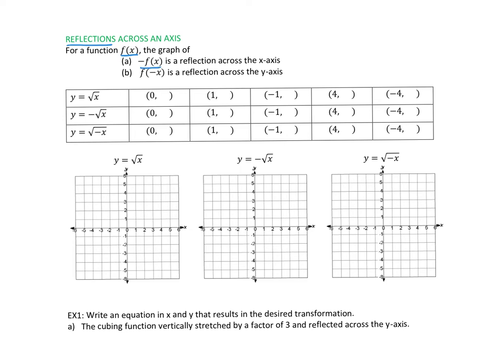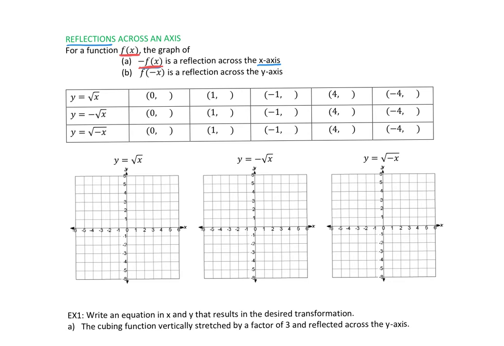Then if you take negative f of x, that's going to reflect about the x-axis. So remember, the function did its job. It's giving us back a y value, and then we're going to make it negative. So what that essentially does is it changes any positive y values to a negative y value, or a negative y value to a positive y value. So you think about y values going from positive to negative, that would reflect over the x-axis.